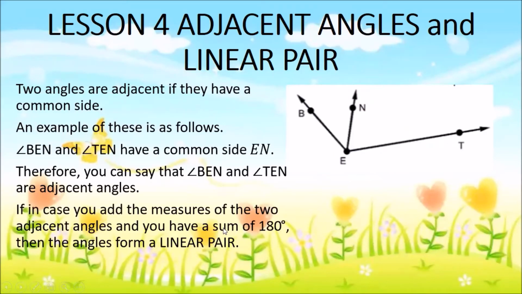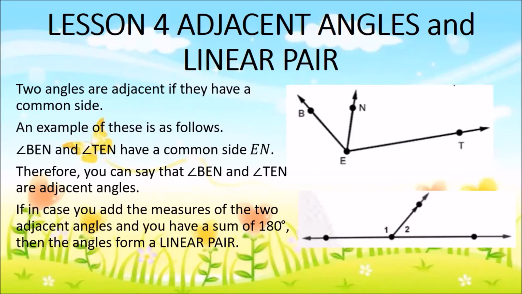If you add the measures of the two adjacent angles and the sum is 180 degrees, they form a linear pair. They form a line, kaya linear pair. And aside from being a linear pair, they are also supplementary, and they have a common side. They are adjacent.